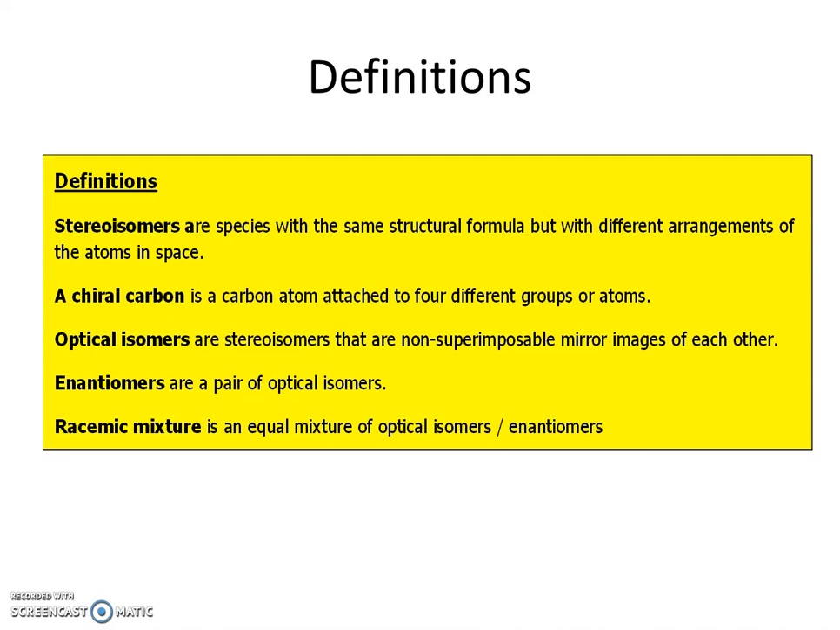Some new definitions. A chiral carbon is a carbon which has got 4 different groups or atoms attached to it. And then optical isomers and enantiomers, these two terms are used interchangeably, they mean the same thing, which is that these are stereoisomers that are non-superimposable images of each other. So this means the stereoisomers, because they have got 4 different groups attached to a carbon, are 2 versions which do not overlay each other, which we'll see on the next page.